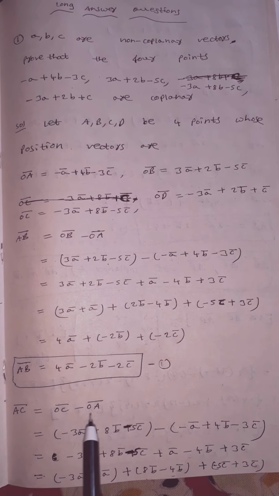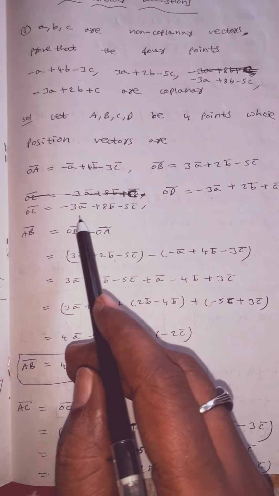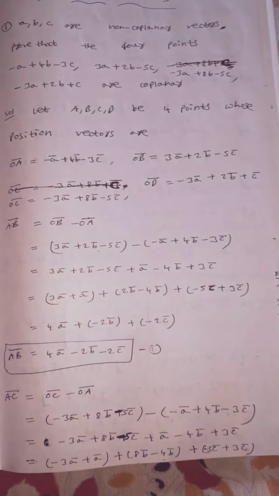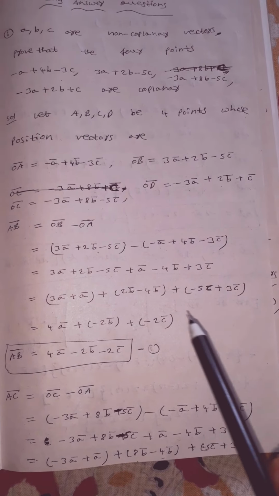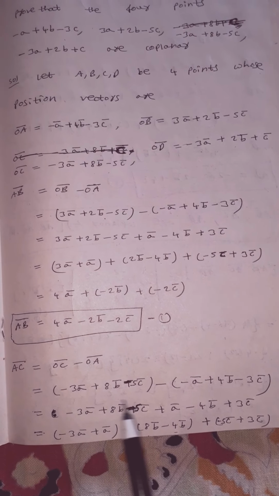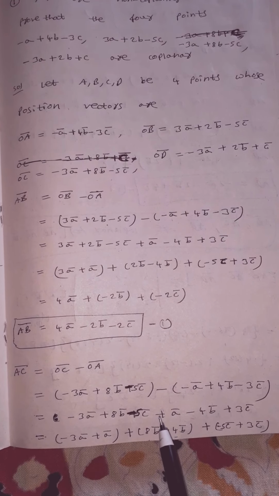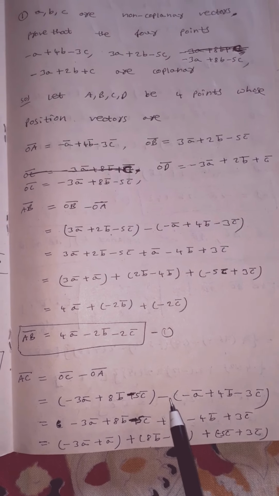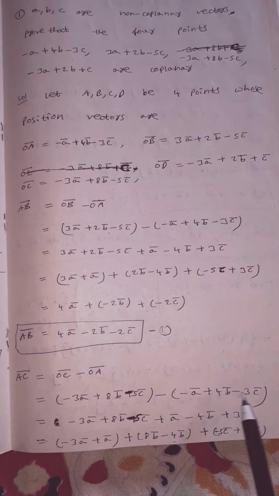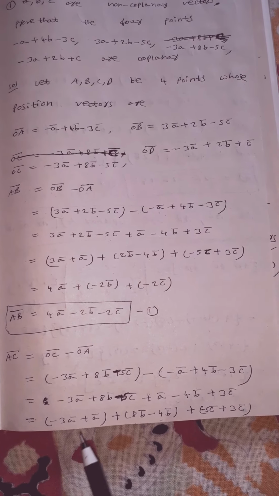What is the formula? OC bar minus OA bar. OC is given this value, children: minus 3a bar plus 8b bar minus 5c bar, minus OA, which is how much, children? Minus a bar plus 4b bar minus 3c bar. So write the first three terms as it is, children. Here send the minus inside: minus into plus is minus, minus into minus is plus, minus into plus is minus, minus into minus is plus.